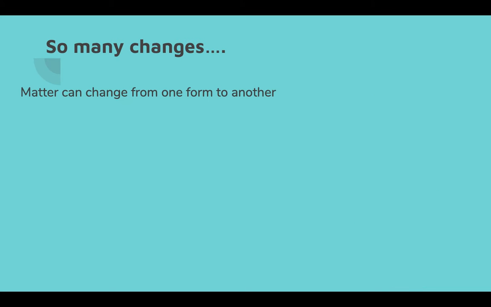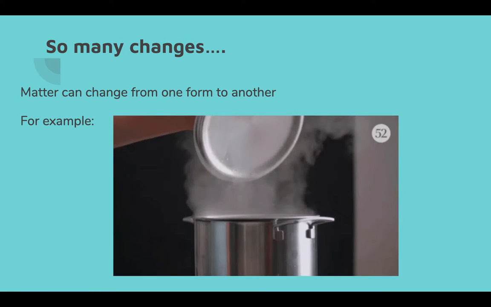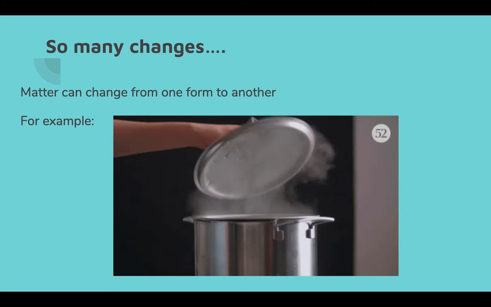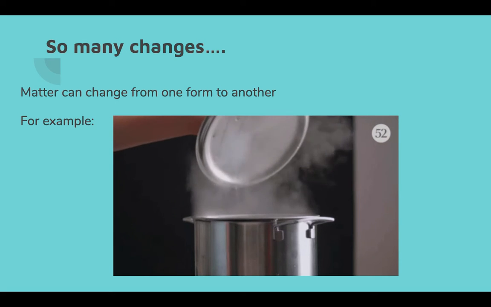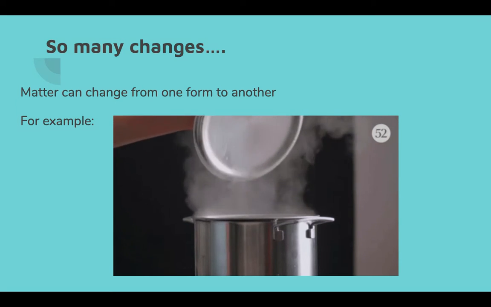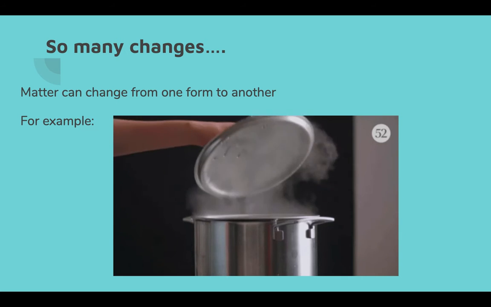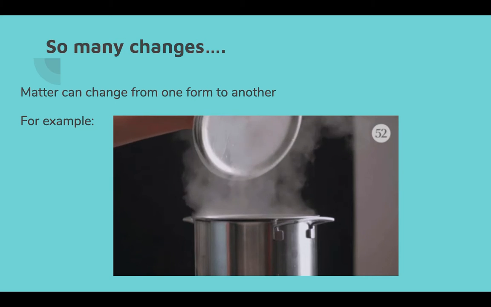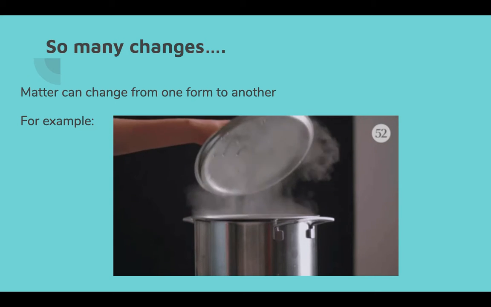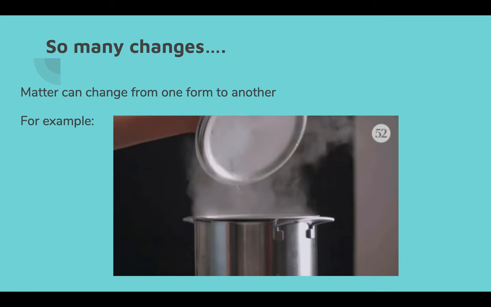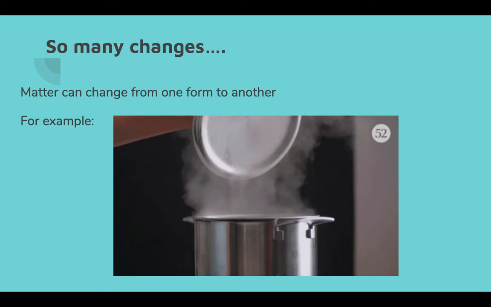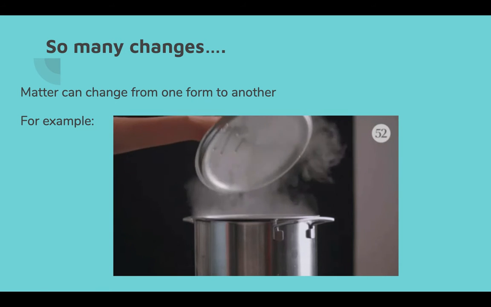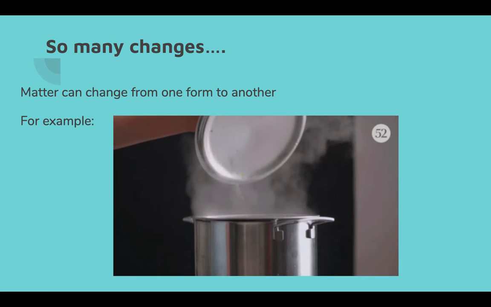Now, about those states, we know that they can change from one to another. For example, if you take a pot, fill it up with liquid water, and you turn up the heat, what phase change will you see? We will see evaporation. That liquid water is turning into a gas, and once that gas is formed, even though we can kind of see it here, eventually we will not be able to see it. It looks as if it disappears.